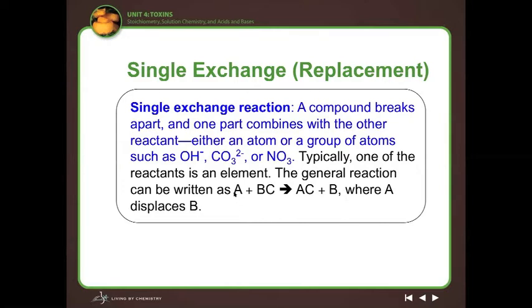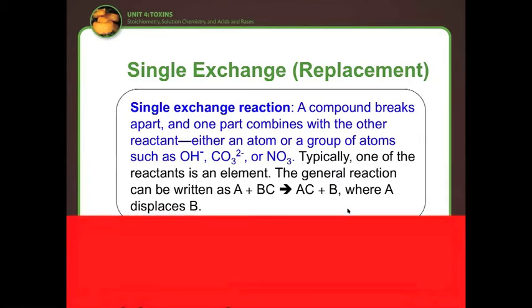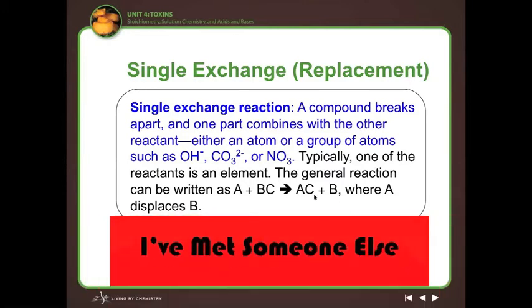So think of it like this. B and C are together, right? They're like walking down the street, and here comes A. And C says, wait a minute, B, you might be nice and all, but A, I like a little better. So bye-bye, B. Hello, A. I call this the I've met someone else type of reaction. The single exchange or the single replacement, where one of them is replaced by something else.